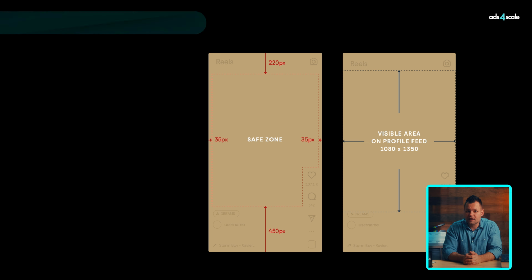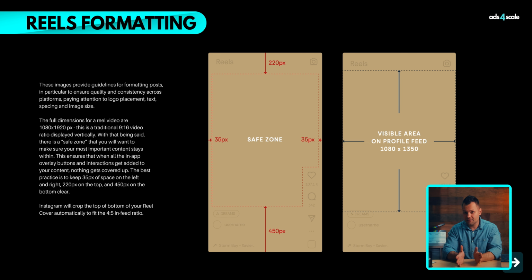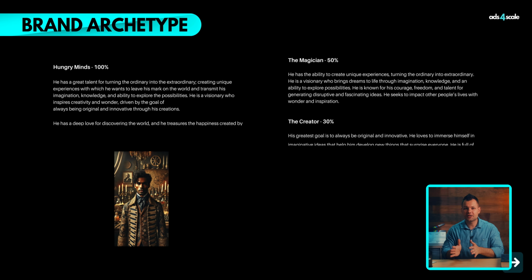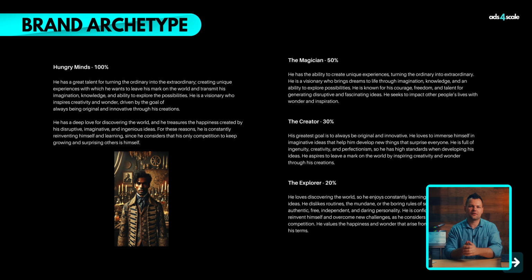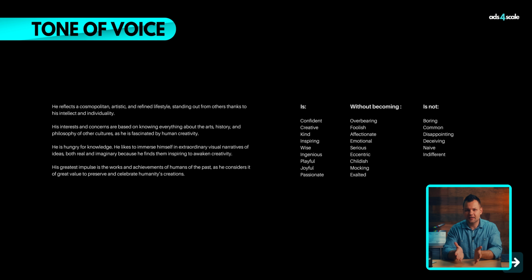Next, we review the Reels formatting instructions. It is essential to help creators understand safe zones for social media ads, to ensure visuals and messaging won't be hidden by the app's interface. We include a brand philosophy section to help creators grasp our core values: imaginative, innovative, curious, and refined, so they can produce content that authentically resonates with the audience. Alongside that, our tone of voice guidelines spell out precisely how to speak: confident, creative, inspiring, and playful.